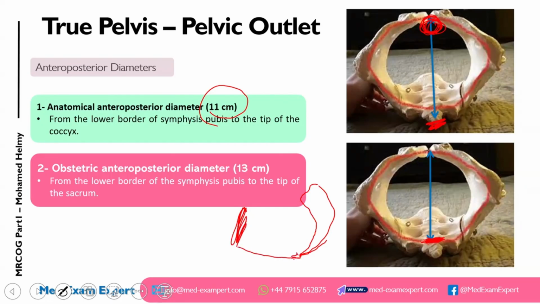I'm going to draw a line here from the lower border of the symphysis pubis to the tip of the coccyx. This is 11 centimeter. But if I draw another line from the same point, the lower border of the symphysis pubis, to the tip of the sacrum, this is the obstetric anteroposterior diameter of the outlet, and this is 13 centimeter. So the first one we focus on is the obstetric anteroposterior, which is 13 centimeter.